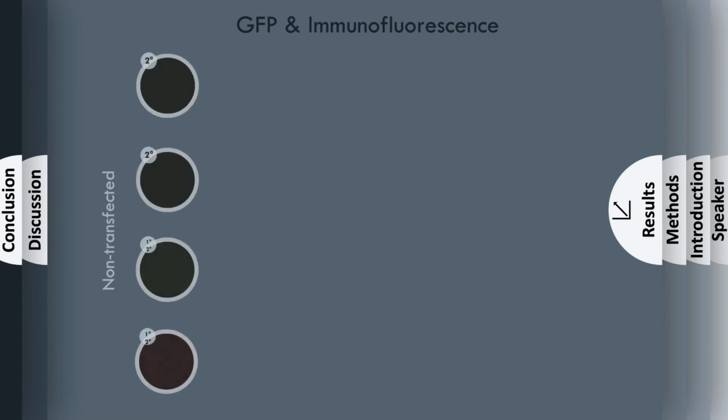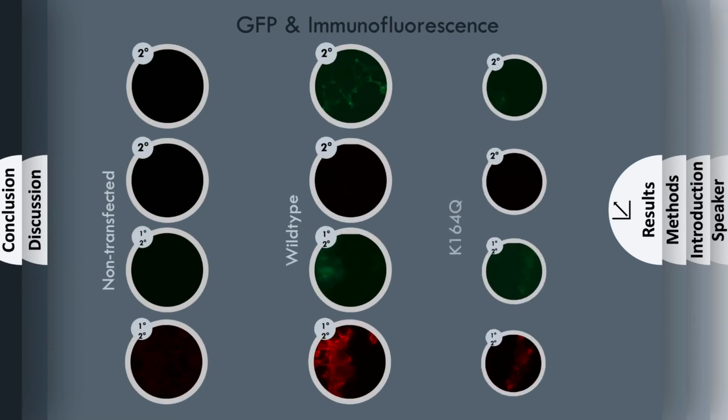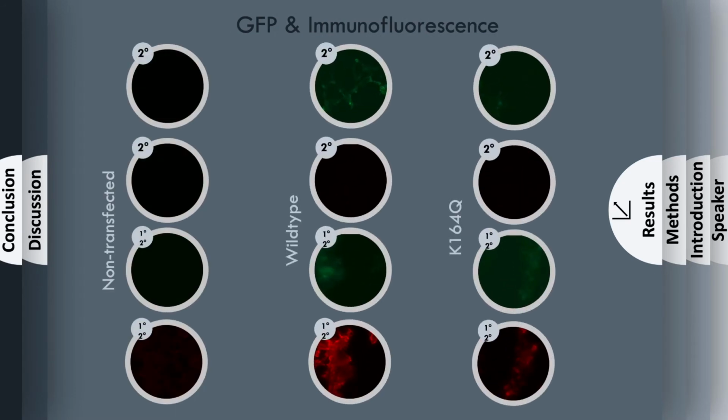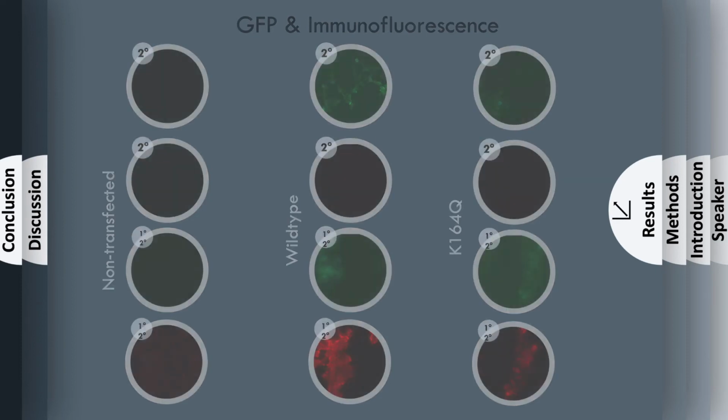Both wild type and the KQ mutant showed the presence of CD36 receptors. They fluoresced green and red. Non-transfected cells had not been transfected with CD36, so they didn't fluoresce under GFP. They didn't show any signs of green or red under immunofluorescence. Wild type also fluoresced at higher brightness than the KQ mutant did.